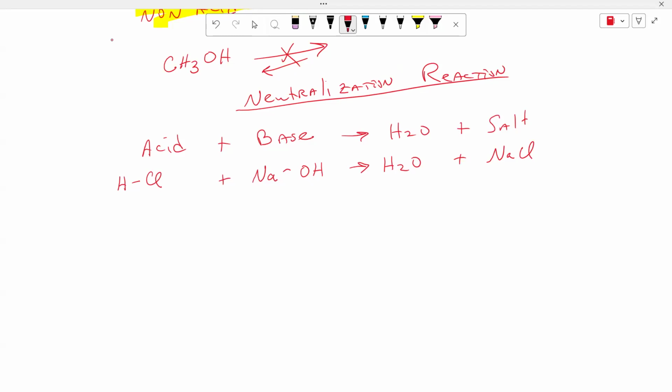So what's nice about this, because this happens in solution, so we're talking about a water solution here, this can be used advantageously to determine unknown concentrations of either an acid or a base.